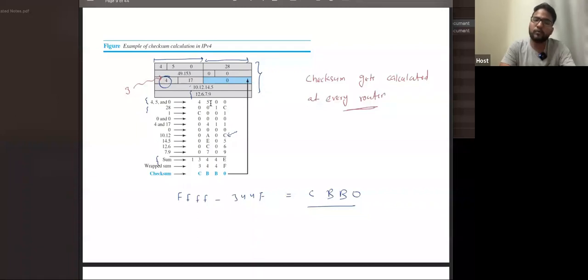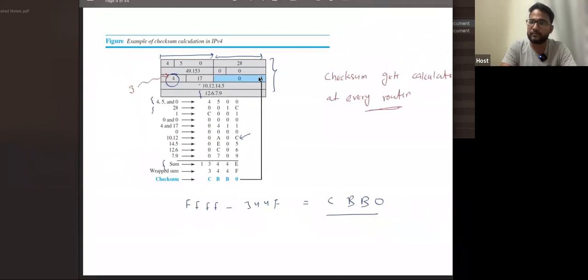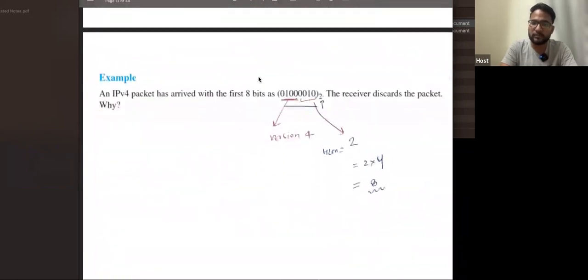Then what you will do, as I told you, is first take the summation of all. You carry this wraparound; I mean, you just add this wraparound 1, and then whatever comes out, you take the 1's complement and put it in this checksum, right? So that's how we calculate the checksum.